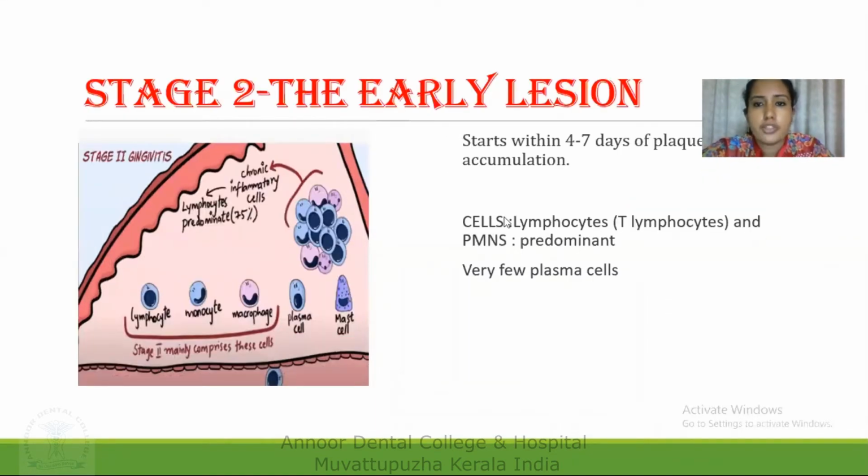Now we are coming to the next stage, the early lesion. The early lesion starts within 4 to 7 days of plaque accumulation. Which are the most prominent cells? The most prominent cells are the lymphocytes and the polymorphonuclear neutrophils. The lymphocytes are the predominant cells here. 75% of the cells are lymphocytes, and we can also see a very small amount of plasma cells.